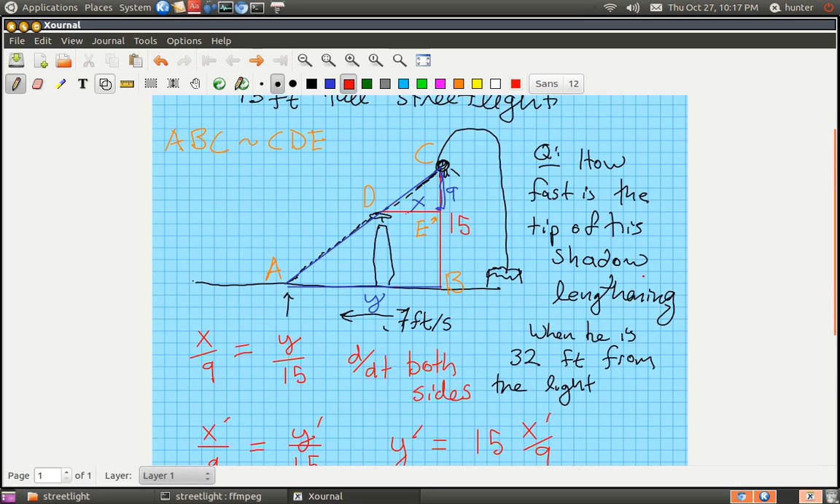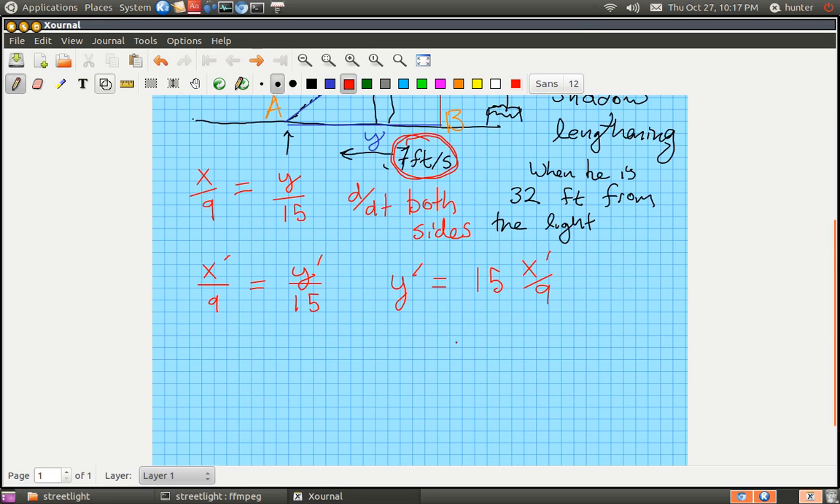What do you think that is? It's the rate at which the man's head is moving forward, which is just the rate at which his whole body is moving forward. So that is 7 feet per second. They tell us that as an assumption. Great, so now we know everything. The rate at which the shadow is advancing is 15 times 7 over 9. If you cancel the 3 between the 15 and the 9, what you get is 35 over 3, and that is the answer.